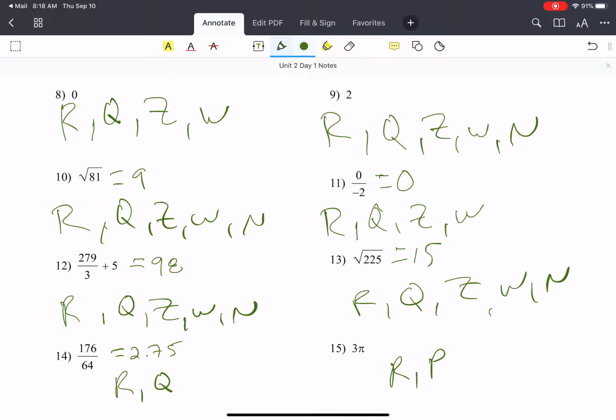Here is what I got. All of these are real numbers. Even 3 pi is considered a graphable number because on a number line, I could find where it goes. So we're actually going to learn about ungraphable numbers next. Notice that on 14, it's R and Q. It's a Q because the decimal ended, right?